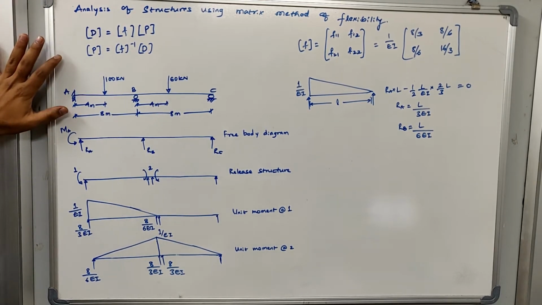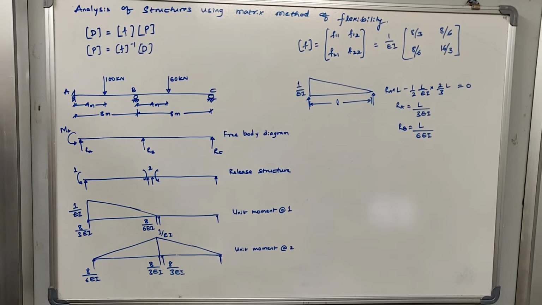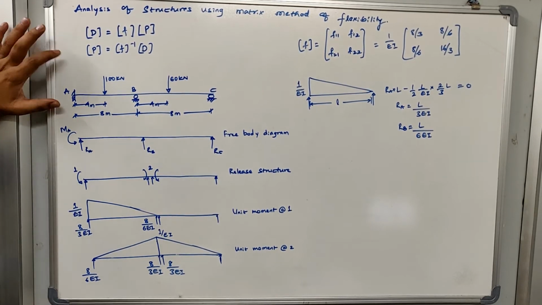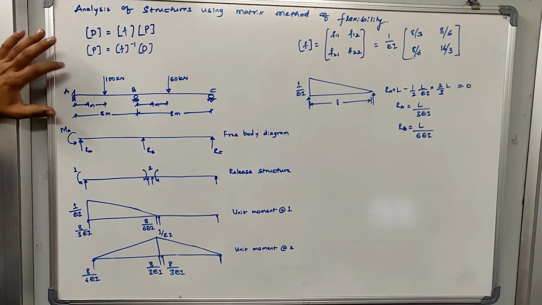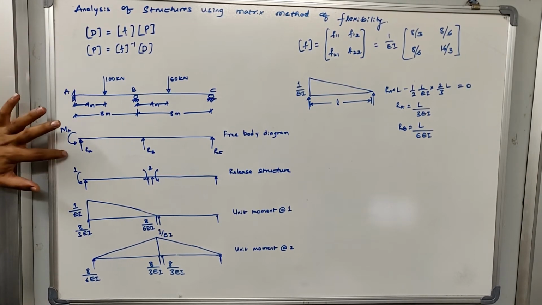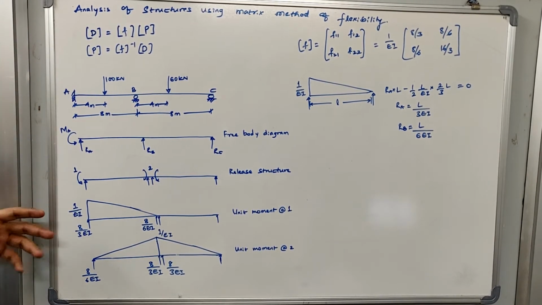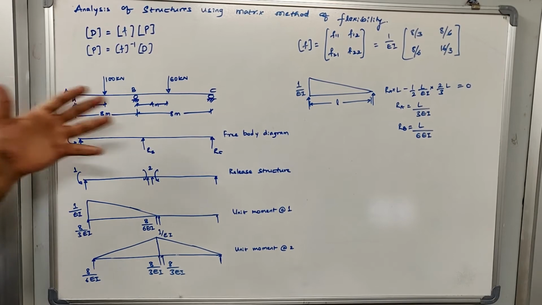Now I told you that in the stiffness matrix, we used to calculate the kinematic indeterminacy. Based on the kinematic indeterminacy, we used to determine how many coordinates to apply, and on all those coordinates, we used to apply unit rotation or unit displacement. In this case, we will first define how many reactions there are. So we need to define the static indeterminacy of the structure. To find it, we first need to determine how many reactions there are.